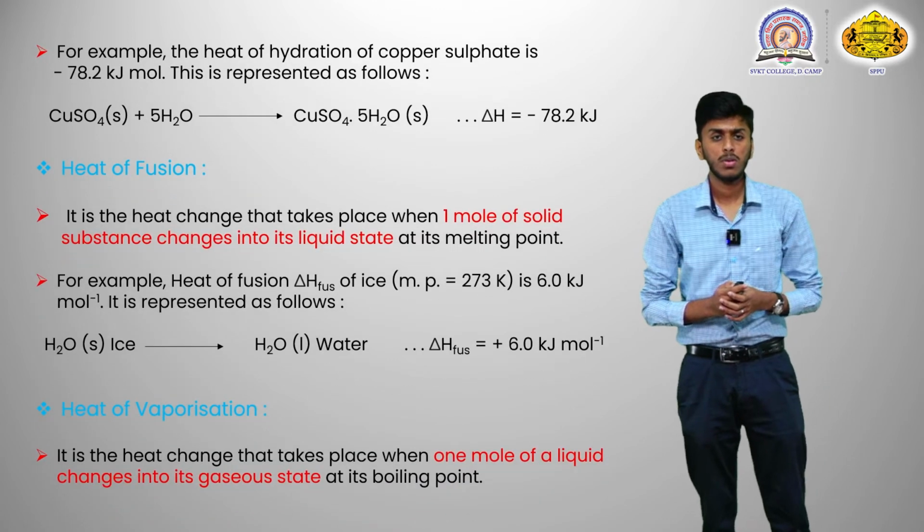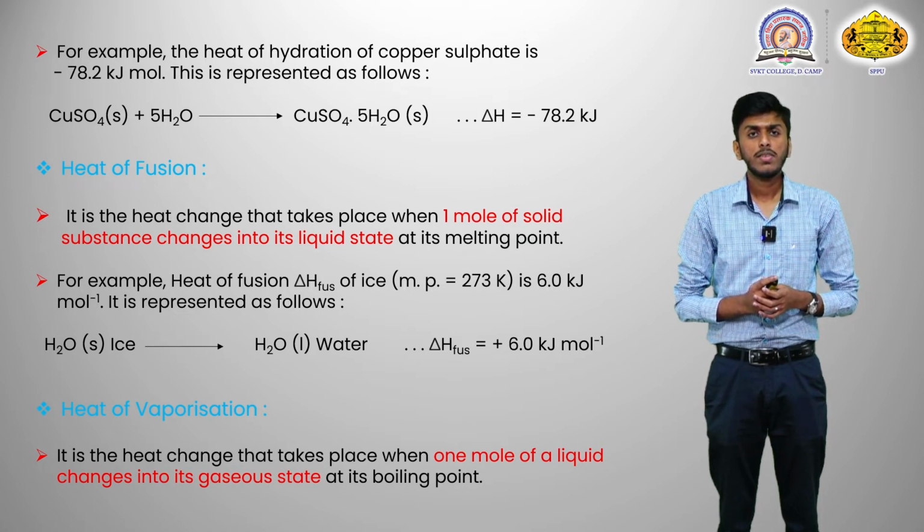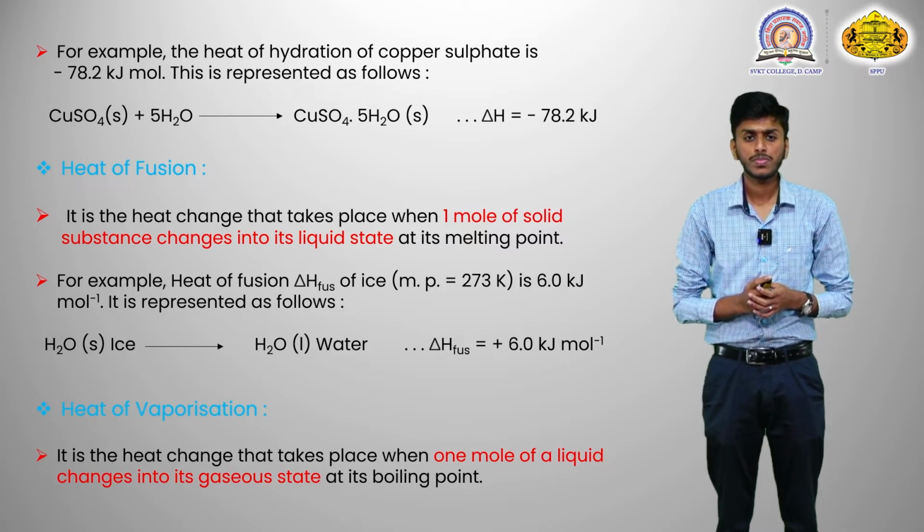Let us see an example of this. For copper sulfate, the heat of hydration is minus 78.2 kilojoule per mole. This is represented as the equation given below. Copper sulfate on hydration gives copper sulfate pentahydrate, CuSO4·5H2O, and delta H for this reaction is minus 78.2 kilojoule.